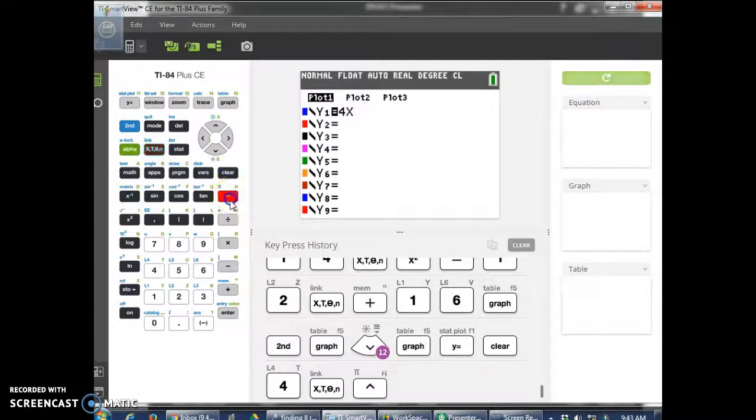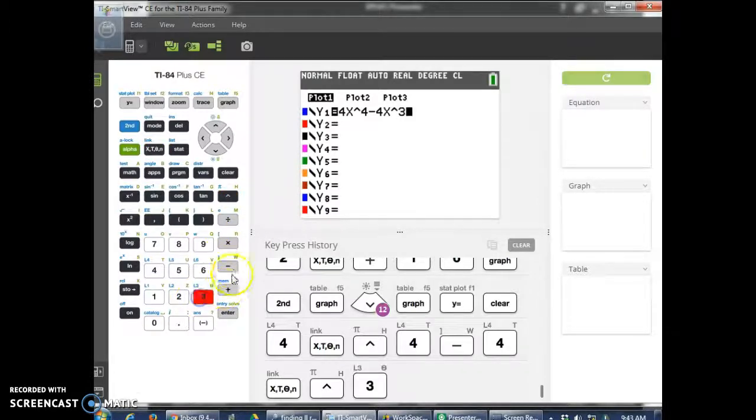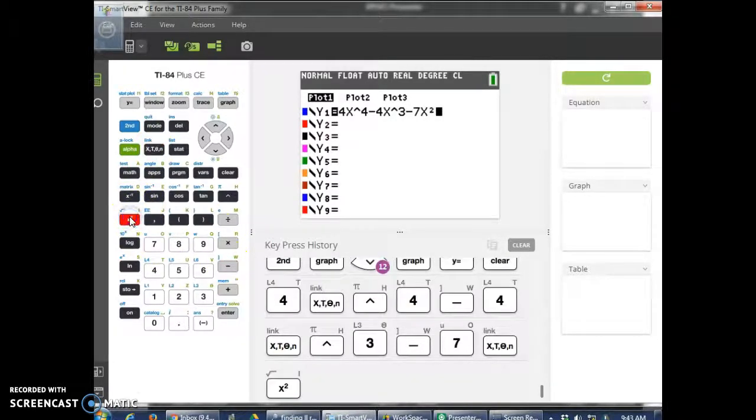Don't renumber it. So it's 4x to the 4th minus 4x cubed minus 7x squared plus 8x minus 2.